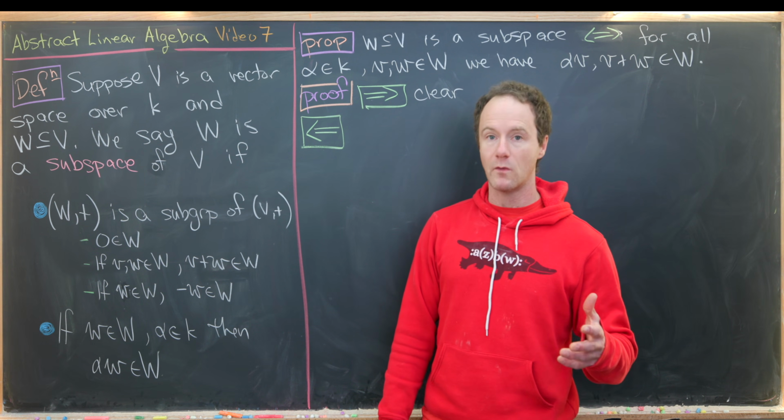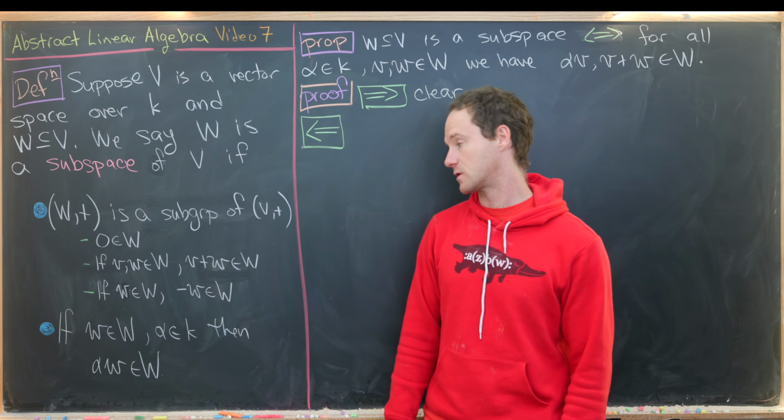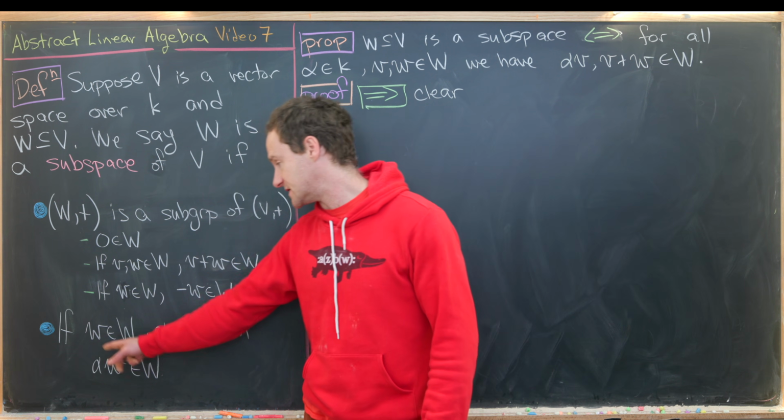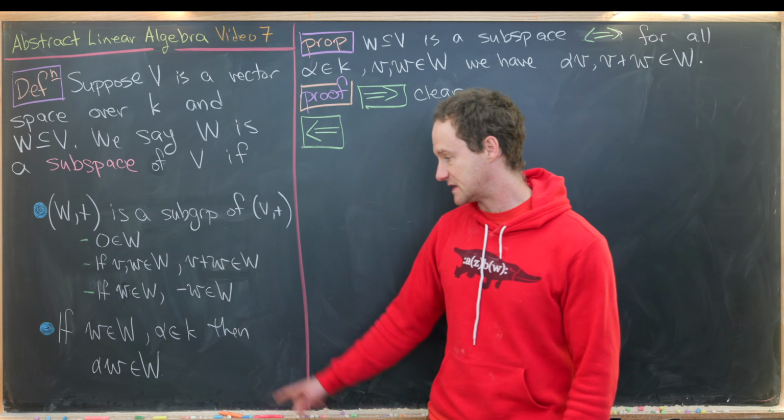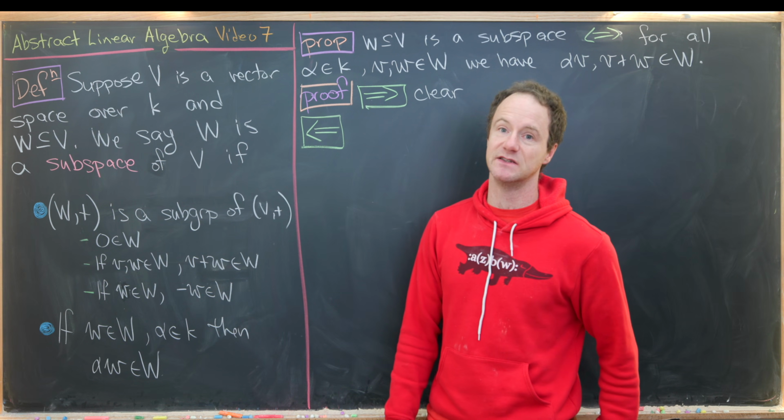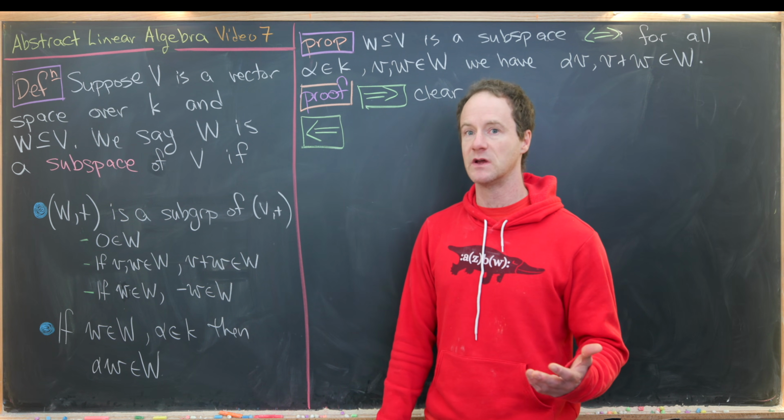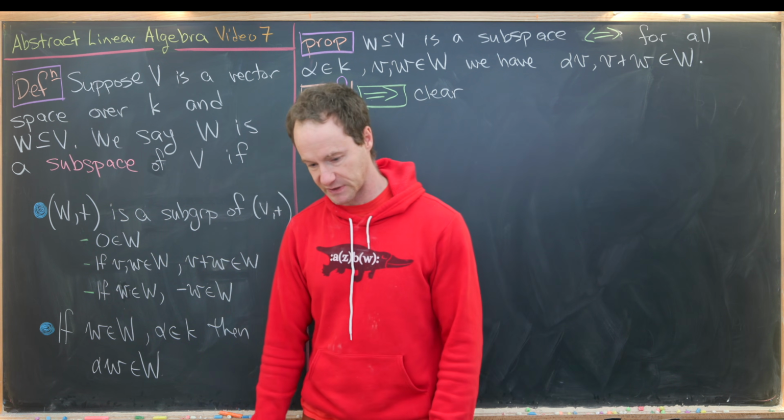And then we have one more condition having to do with our scalar multiplication. And that is if w is in W and alpha is in K, then alpha w is in W. So in other words, W is closed under scalar multiplication.